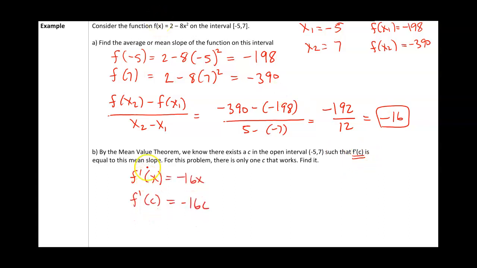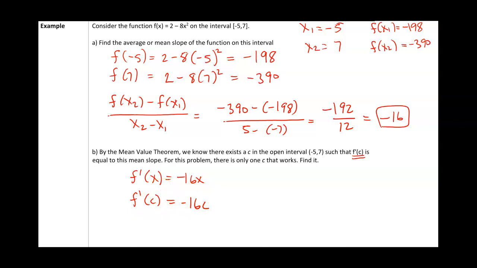So f prime of x: 2 has a derivative of 0, and then for -8x squared, 2 times -8 is -16x. So that's f prime of x. We want f prime of c, so I'm just going to replace the x with the c. So we're going to get f prime of c is equal to -16c.